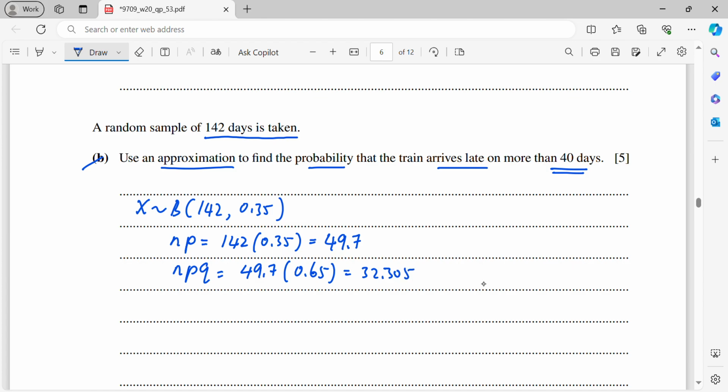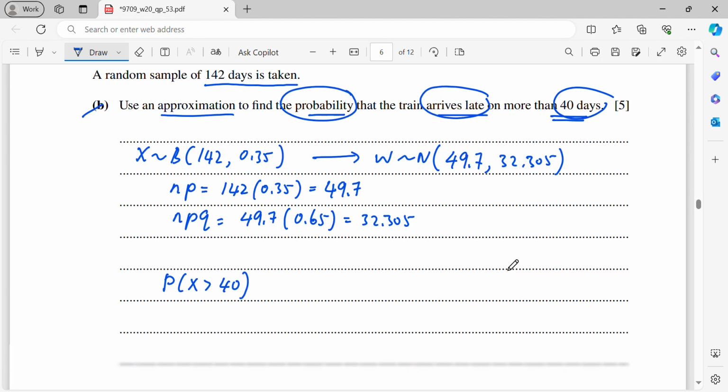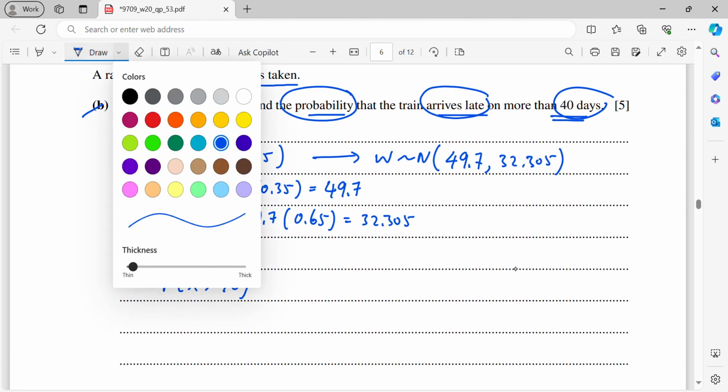32.305. And now from here, this binomial distribution will be approximated to a normal distribution. The mean is 49.7, and then the variance is going to be 32.305. And now you need to calculate the probability that arriving late is more than 40 days. So P(X greater than 40). Now, be careful with this question because you were given binomial.